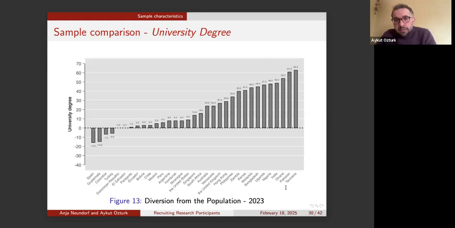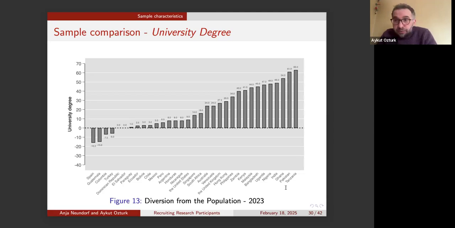One big problem, on the other hand, is university degree. Our failure to recruit respondents matching population benchmarks in education is clearest in African countries, Tanzania, Ghana, Nigeria, but also in Asian countries like Pakistan and India. There's a huge difference between our sample and population benchmarks in the university degree category.